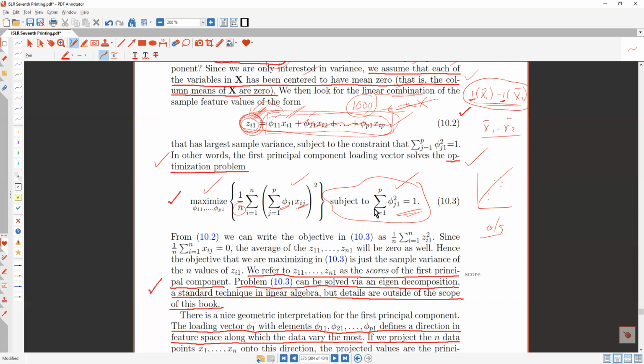I just want to point out this isn't the most interesting part, right? You're not thinking, wow, principal components analysis, the subject of the sum of squared loadings equal to 1 is really interesting. This is kind of like a side note, right? It's a side note. Maximizing the variance is the key idea.